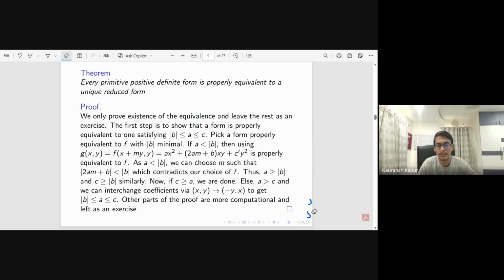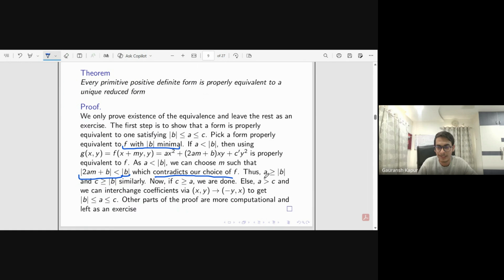As a is less than |b|, you can choose an integer m such that this holds. You can take m to be around −b/2a or something like that, and you can get that this will hold true. But this will contradict the choice of f, because we took f to be the form with |b| minimal.